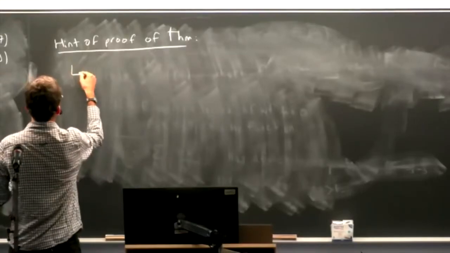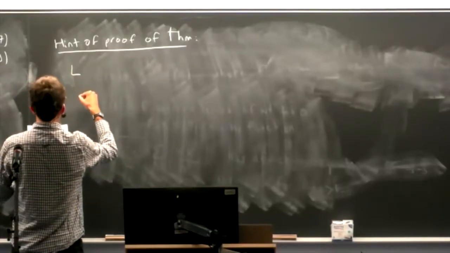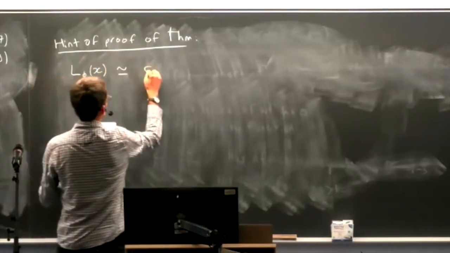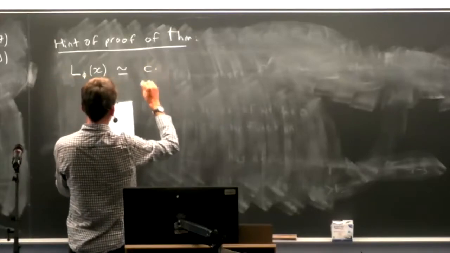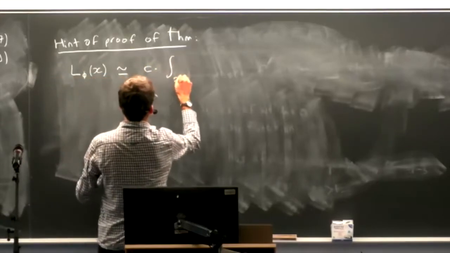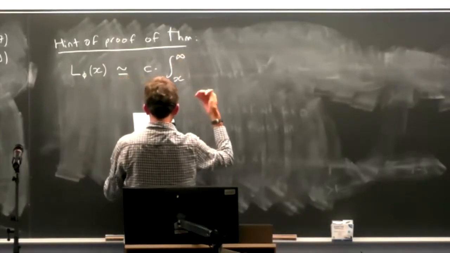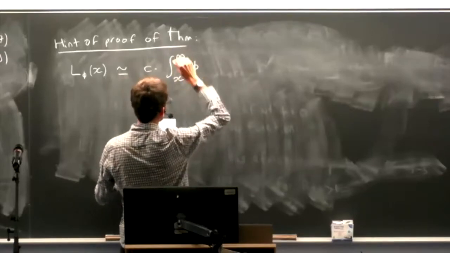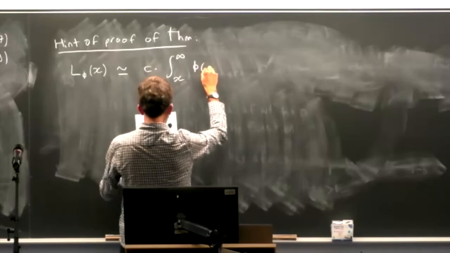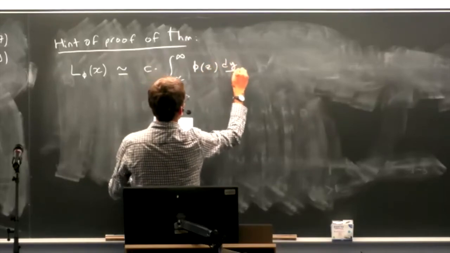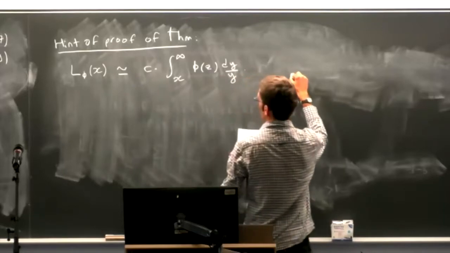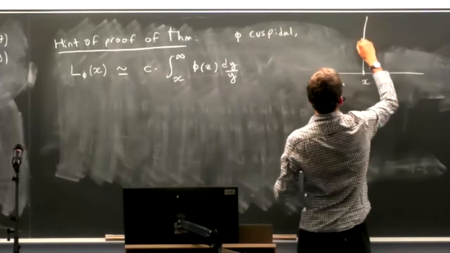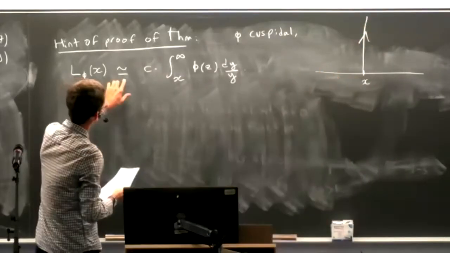So this starts with the representation of the L-value, roughly as a constant. So C will be a constant here. The constant will change, but I don't want to be very specific about it. It is given as the Eichler integral, so an integral starting from the rational point X to infinity up there of phi of Z dy over y. So this is for phi cuspidal, and the integration path is like this.